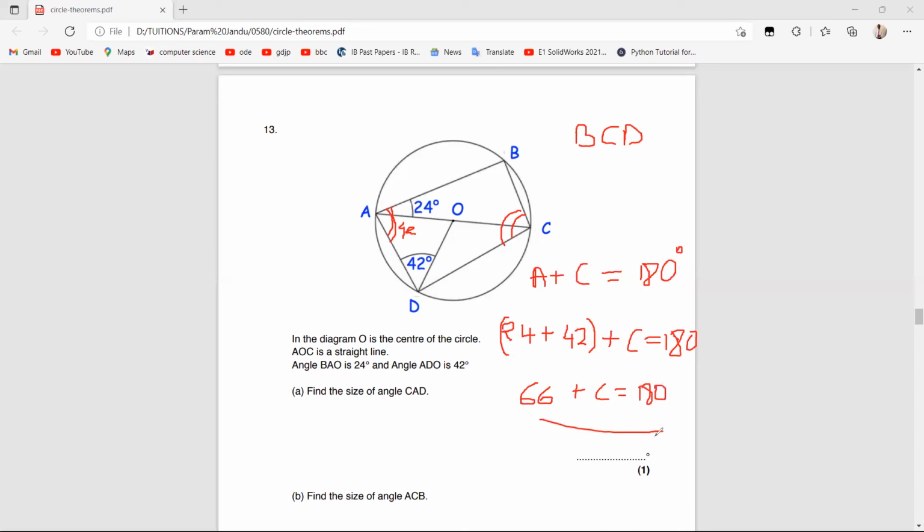Then I throw my 66 to that side, it becomes minus because on this side it was positive. So C remains alone, 180 minus 66. If you subtract these two, you'll get 114. So angle BCD is actually 114. Okay. So that's it, guys.